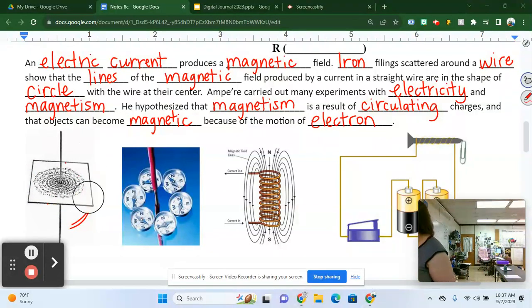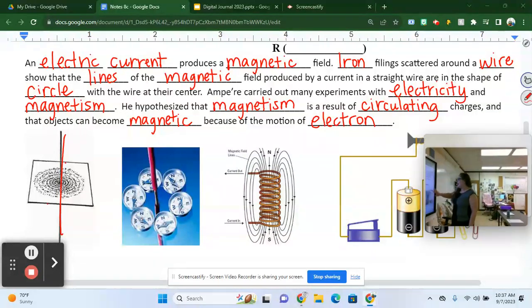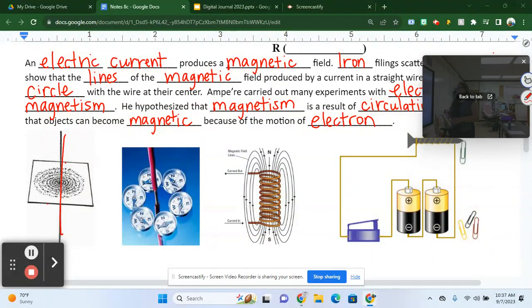Just to look at the rest of the pictures before we move on, here we took that single line of wire and we wrapped it into a coil, and we can see what happened to those circles of magnetism. It got bunched up inside of it. And then here we have a model of an electromagnet. We've got the wire going around, we have our battery, we have our switch, and then our iron nail that has the coil of wire wrapped around it.